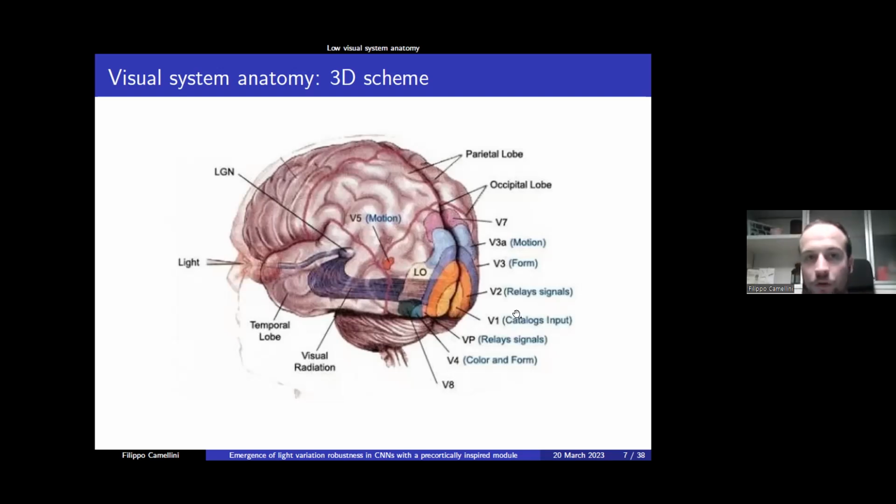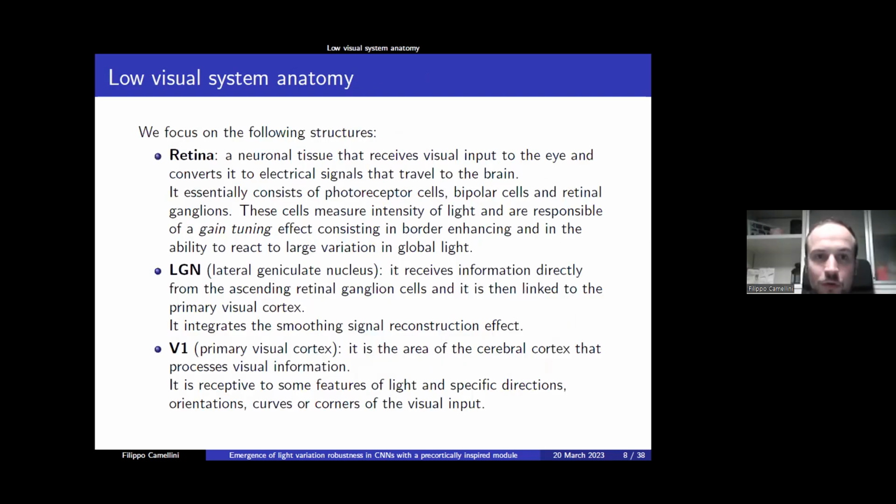Then the V1 cortex behaves like the first convolutional layers that identify and locate specific directions and orientations of the image. No, I was just clarifying, but go ahead. Yes, of course. Yes, so we focus on the following structure.